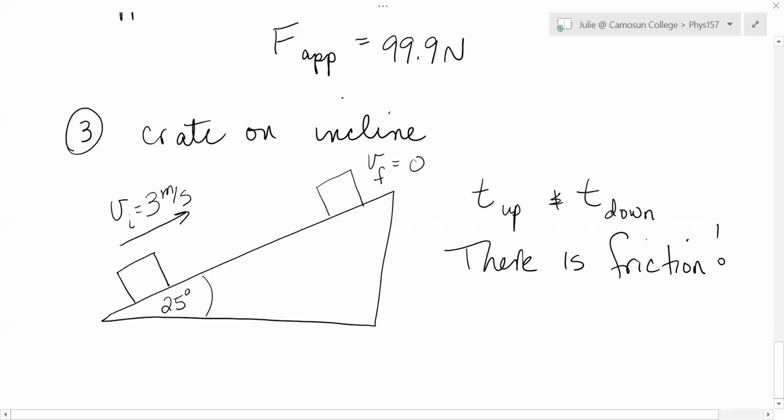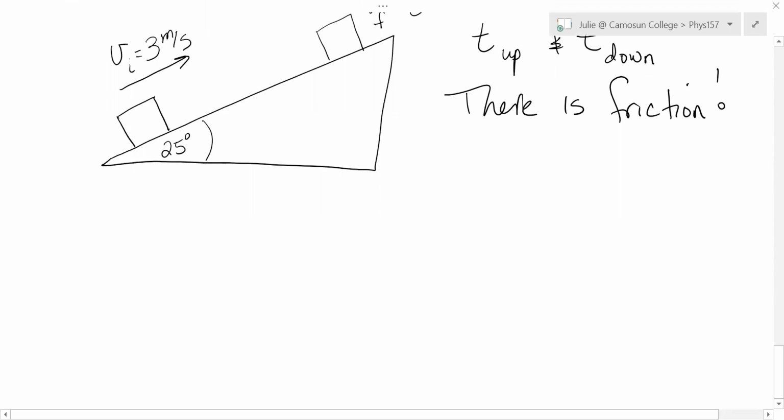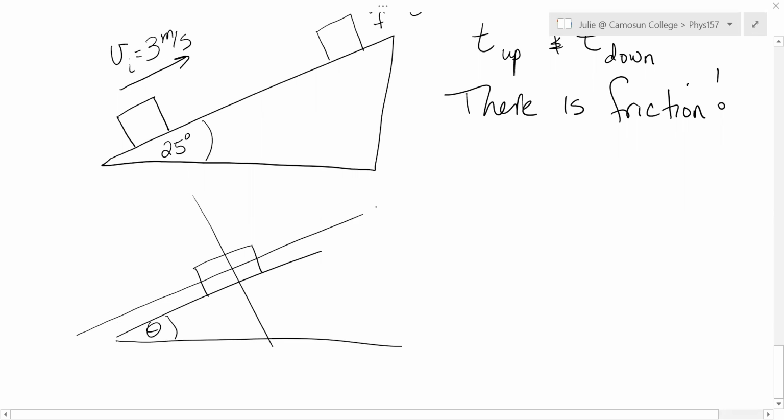Now when there's friction, the acceleration is different on the way up and down. So let's do the free body diagram for any mass on any crate. Okay, so this is theta. Our xy goes like this. Force of gravity is vertically down always.